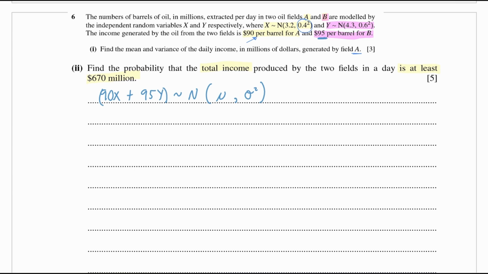Now the mean will be E, so EX will be what we found in the previous one, so 90 times 3.2, I think we already got that, didn't we? Plus the mean of the second one, which is 95 times 4.3. Now we put that all together and we get 696.5.